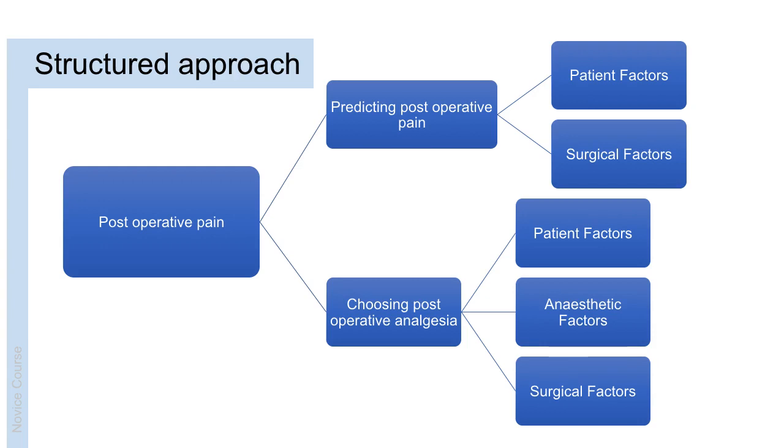There are a number of factors to consider when deciding on a post-operative analgesic strategy, and I have tried to divide these up in order to try and make them easier to think about. So first, factors that we can think about when we're trying to predict the severity of post-operative pain, and these can be divided into patient and surgical factors. And then factors affecting the choice of the post-operative analgesics. So I've divided these into patient, anaesthetic, and surgical factors.